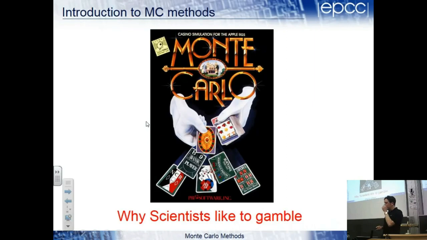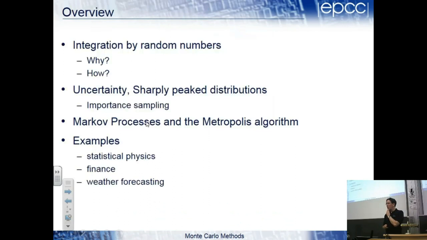So, why do scientists like to gamble? Monte Carlo methods obviously come from the analogy with a casino, which sounds like a bit of betting, not a particularly scientific thing to do. So the classic example is integration by random numbers. I'll just give you a very simple example of how to do that.